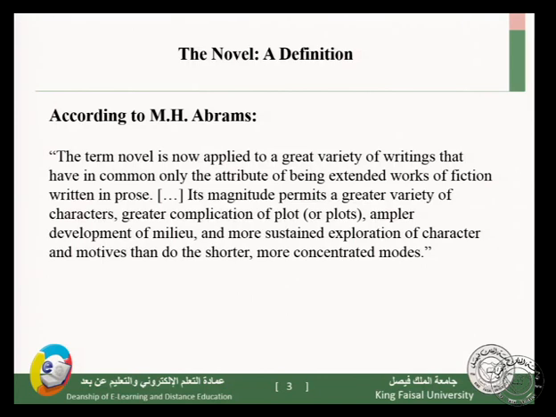Basically what he says is that the term novel is now applied to a great variety of writing. A lot of types of writings are called novel, and what they have in common is the following things. They are extended works of fiction. They're long works of fiction, and they're written in prose. That's all they have in common. Their magnitude, the fact that they're long works of writing, permits a greater variety of characters.